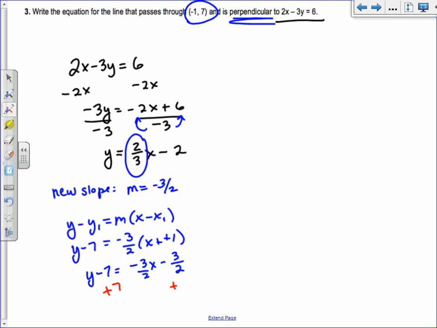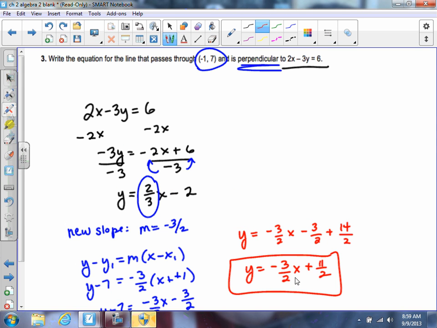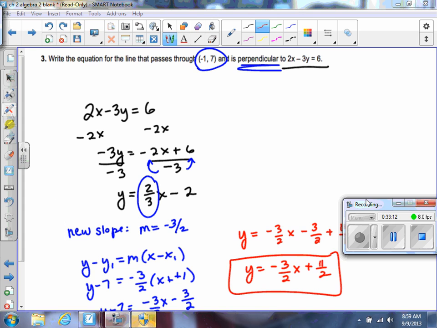Oh, man. Okay, think of your common denominators. So I'm adding 7, and my -3 over 2 has a denominator of 2. I want it to have a denominator of 2. So I'm going to have y equals -3 over 2 x. I have my -3 over 2, and I'm adding 14 over 2, right? That's the same as 7. So I get y equals -3 over 2 x. And then -3 plus 14, so plus 11 over 2. And that is your final answer. All right, so I went through that last one pretty quickly. Hopefully you guys understand.